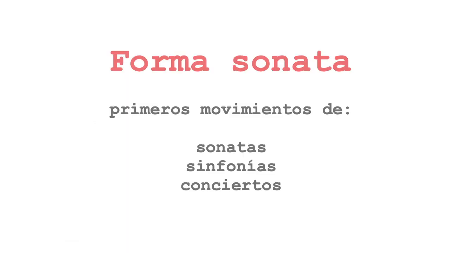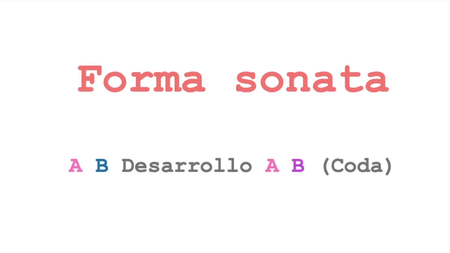Sonata. It is the form of the first movements of the sonata, the symphony, and the concert, and it follows the next scheme. A, B, development, recapitulation with the A theme, B theme, and coda, which means tail, final measures, which reaffirms the end of the movement. This structure is clearly visible in Mozart's C major sonata for piano.